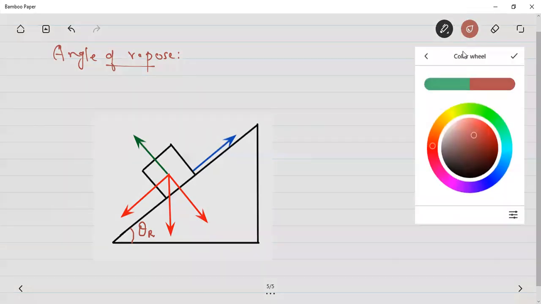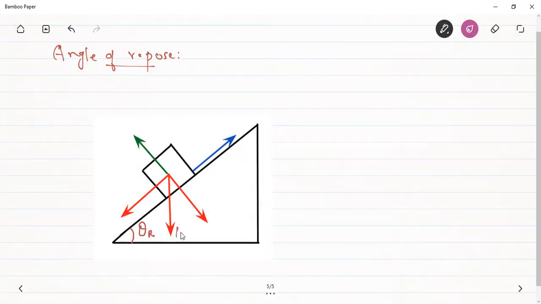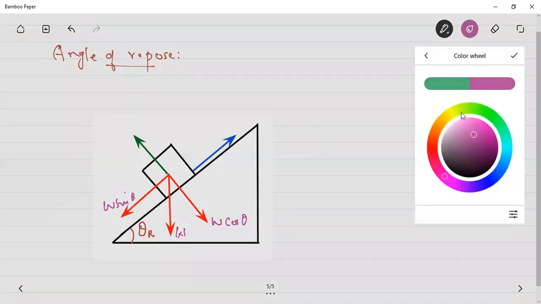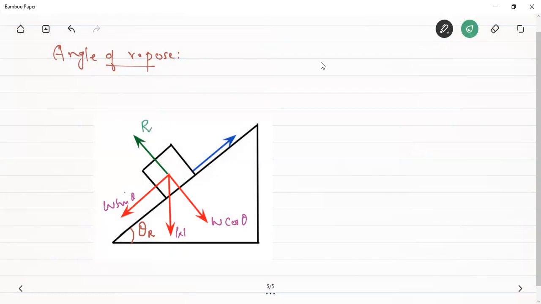So what is this theta equal to? If this is the weight of this block, we can say that this is the cos component and this is the sine component. This is the normal reaction, which I can show by N, and this is the friction force. Since the block isn't moving but has a tendency to go down the plane, the friction force will act up the plane. And since this is the case of impending motion, this will be equal to mu s N.